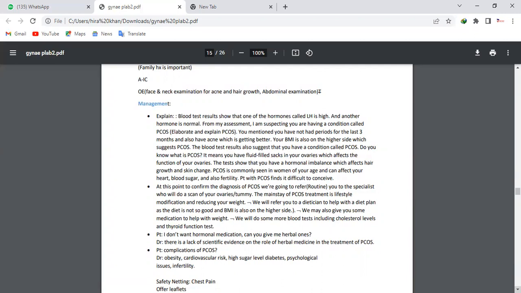As Sarah, on your previous visit, we did measure your BMI. Do you know what BMI is? Well, BMI is a measurement in which we see if the patient has an ideal weight according to his height. So in your case, your BMI is slightly high. That means you have extra fat on your body. So that is also one of the contributing factors towards the PCOS. So we have to work on it.